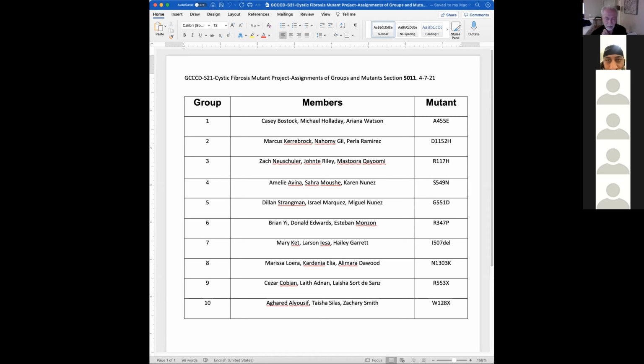Okay, so these are the groups. There are 10 for this section, and you should be able to find your name in one of the groups under members, and you should be able to see the mutant that's been assigned to your group. So as I said, this is in Canvas. And so you can look it up on your own, but here it is. So you can write down which group you're in and who your group members are and the mutant that you've been assigned. So now that you've all seen that, I'm going to stop sharing and go back to the other document.